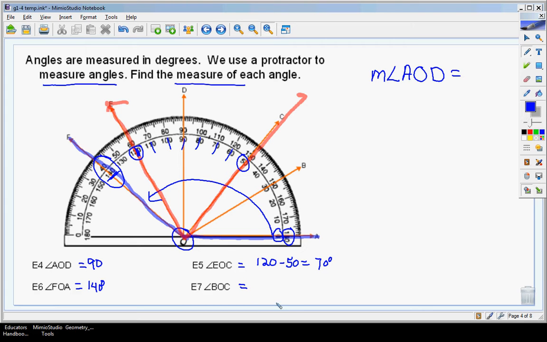How big is angle BOC? It's 20. 50 minus 30, 20 degrees.